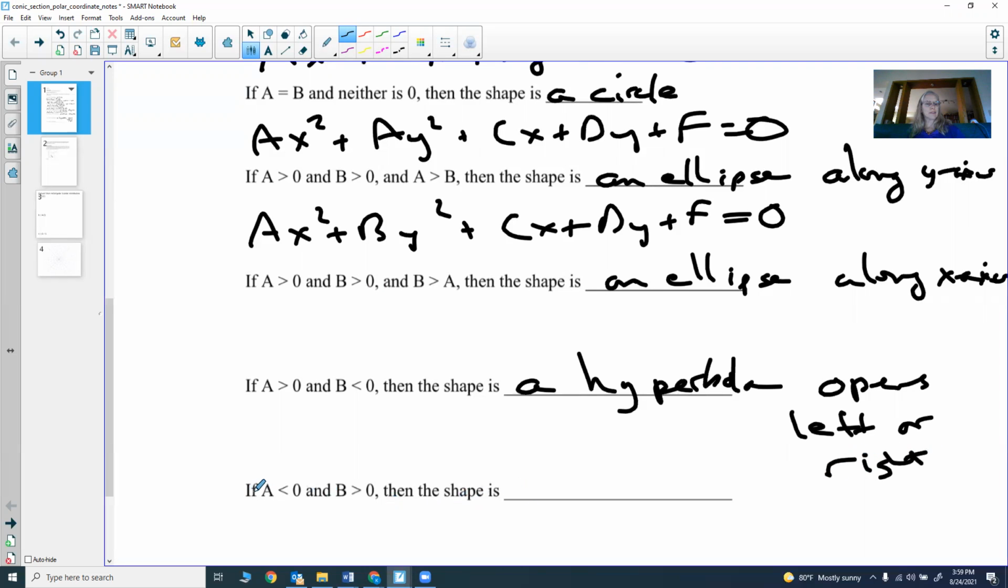And so if A is less than 0 and B is positive, so they're opposite signs again, but now the x-squared term is negative, you're still going to be a hyperbola, but it's going to open up and down.